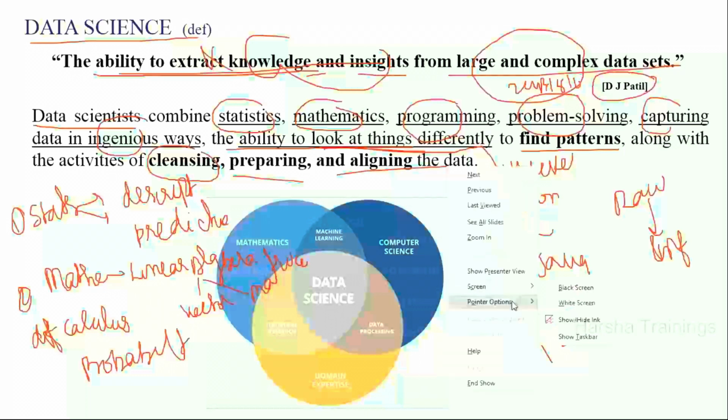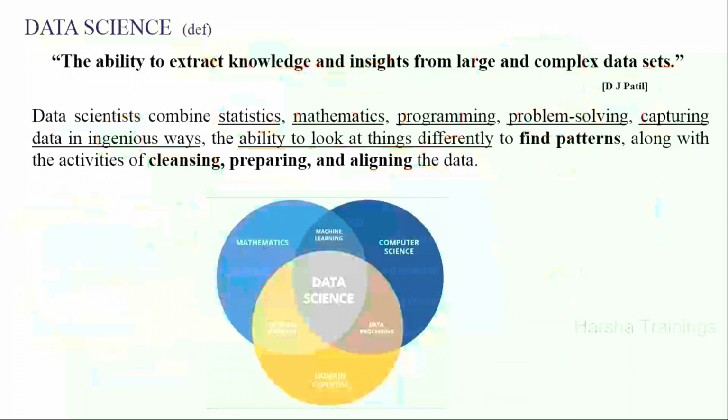Now, let me clear the screen and explain more. If you want to become a data scientist, you should have the basic knowledge of mathematics. Just now we discussed it in the form of statistics and mathematics. You should have the basic knowledge of domain expertise. This is the most important, please. Domain expertise is more and more important.